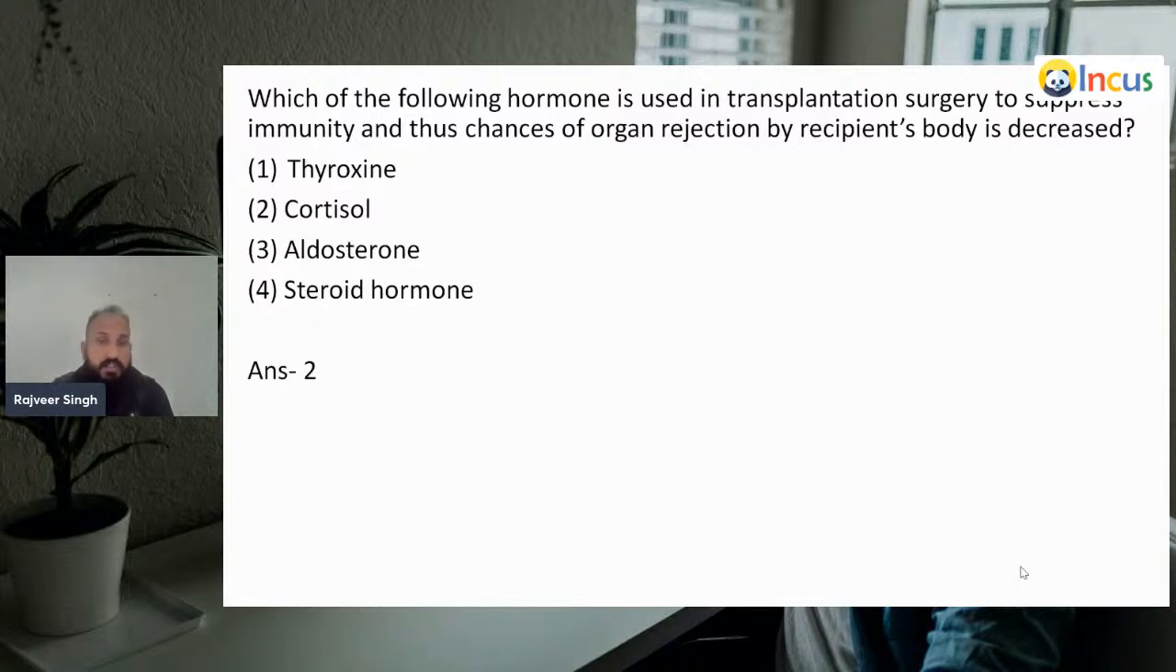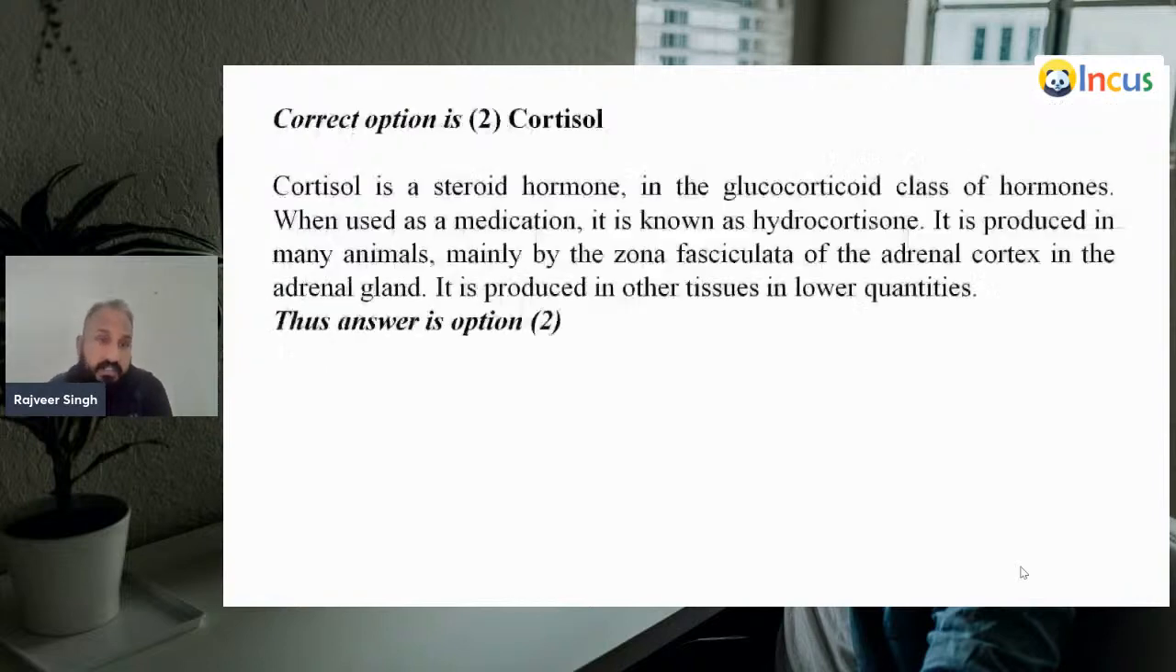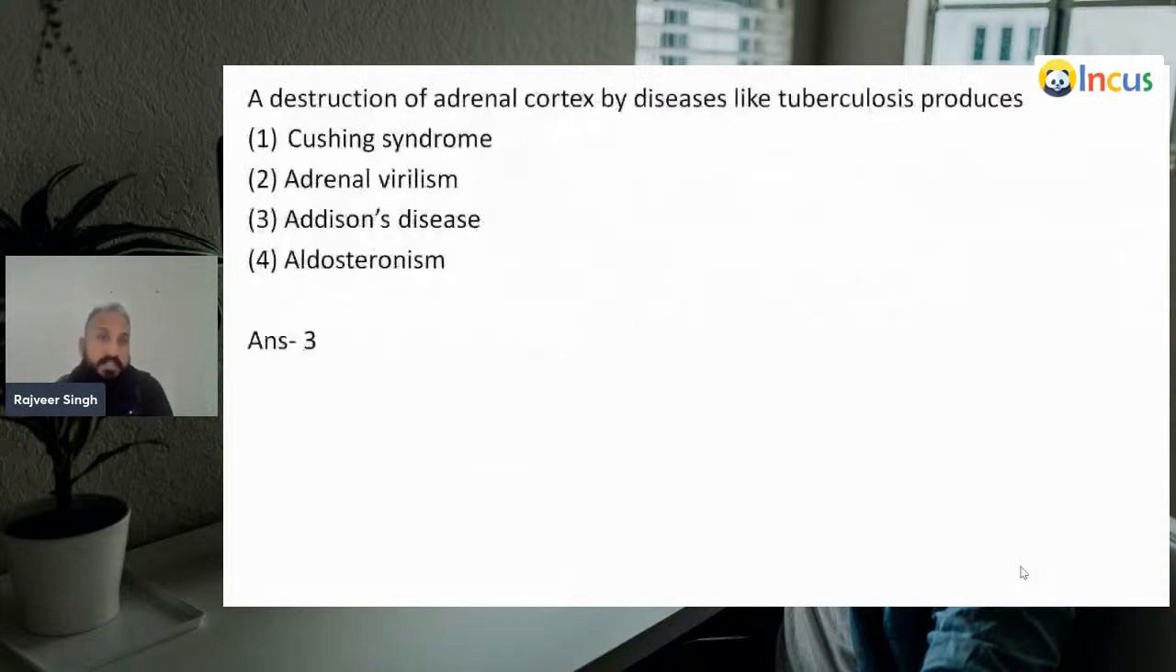So thyroxine, cortisol, aldosterone, and steroid hormone. Cortisol is the right answer because cortisol is a steroid hormone in the glucocorticoid class of hormones when used as a medication, and it is known as hydrocorticosteroid. It is produced in many animals, mainly by the zona fasciculata of the adrenal cortex in the adrenal glands. It is produced in other tissues in lower quantities. So the answer will be second.